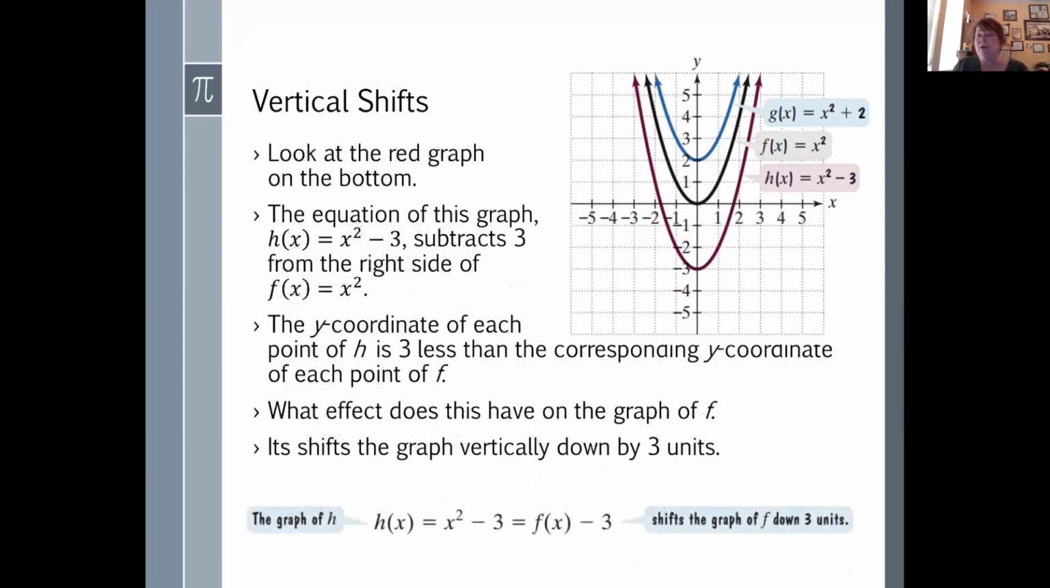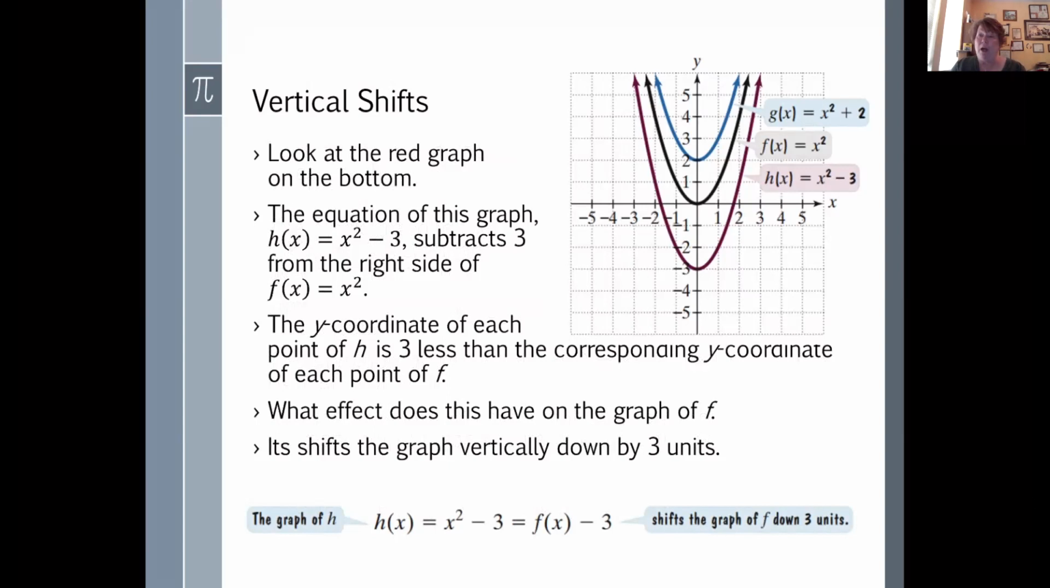All right, now let's look at the red graph. What have we done? Well, we've moved it down. The equation of the red graph is h of x equals x squared minus 3. So what we're doing there is subtracting 3 from the right-hand side of f of x equals x squared. We took f of x equals x squared and subtracted 3 from the right-hand side of that function.